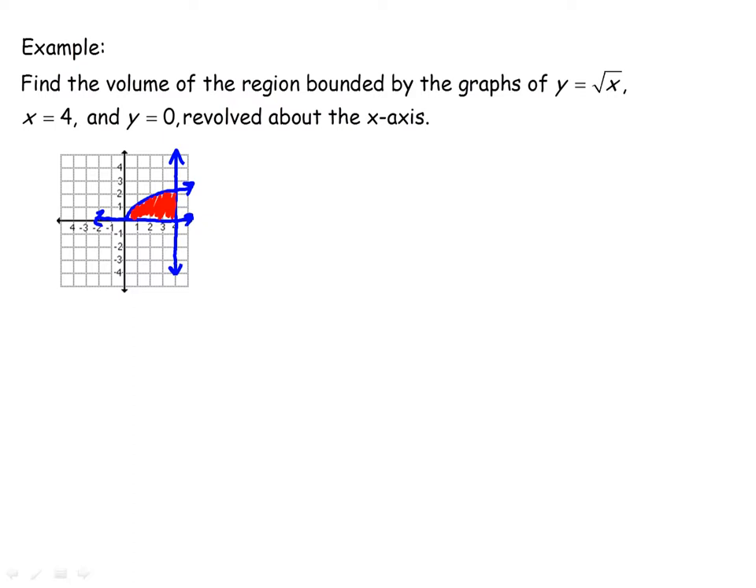Okay, so you got that shape in your head? We're going to find the volume of it. All right, since we're integrating about the x-axis, what boundaries do I need? X boundaries. Can you pick out your x boundaries? From what to what? From 0 to 4.